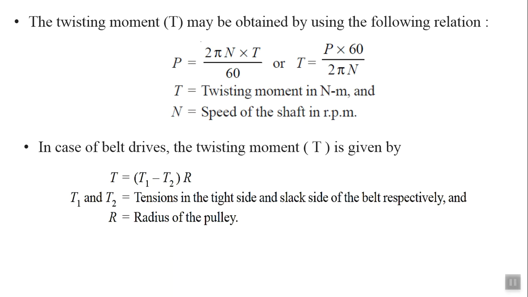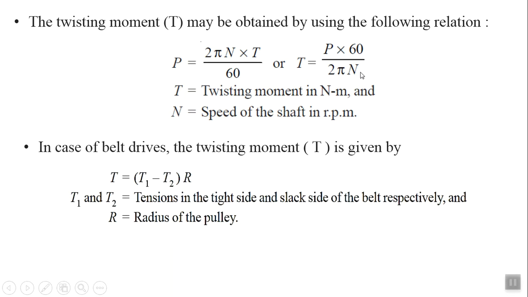Now, here, because T by J is equal to tau by R, we need to calculate the value of torque. So if it is a case of power transmission, definitely there is the equation of power, P equals 2 pi N T by 60, where T is the twisting moment, meaning torque, in Newton meter, and N is in RPM. So if power is given to you, definitely you can calculate the value of torque. So torque is equal to P into 60 divided by 2 pi N.